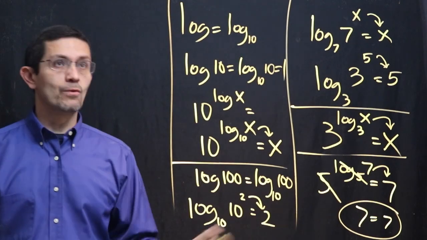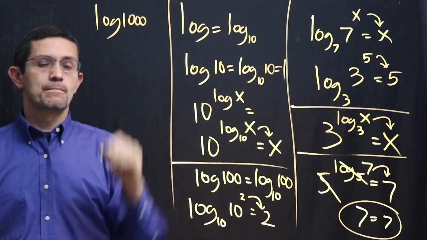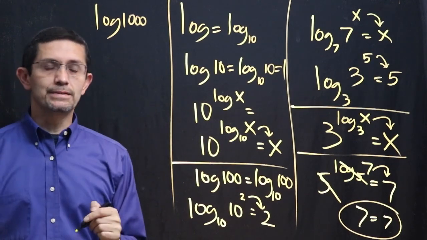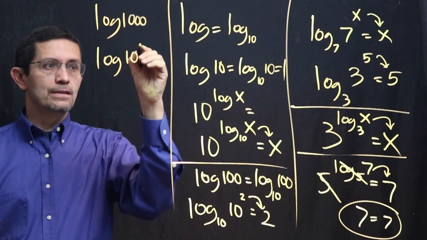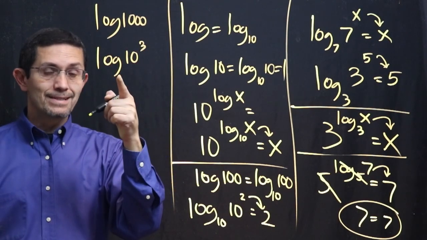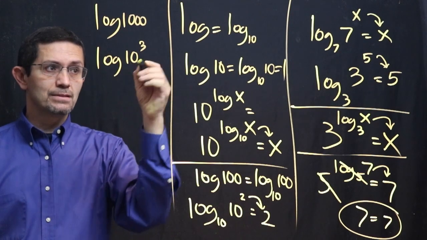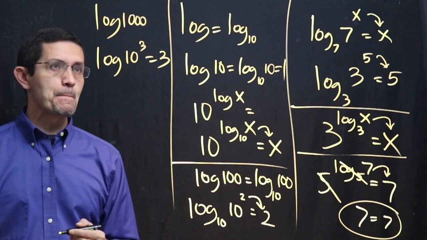Let's play around a little bit more. Let's say that I have log of 1,000. I don't need to put the base. Base 10. So let's break the 1,000 into 10 to the third power. So log of 10 to the third power. Technically I have a base 10, which cancels this. My answer is 3.